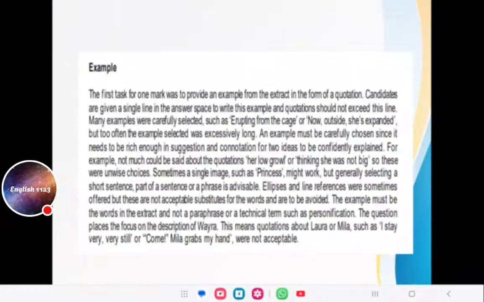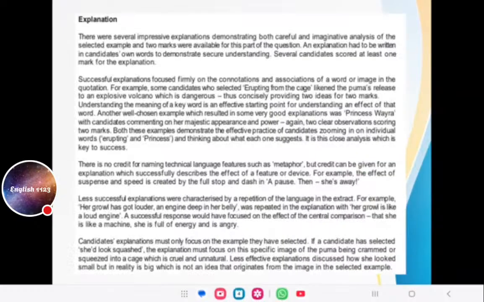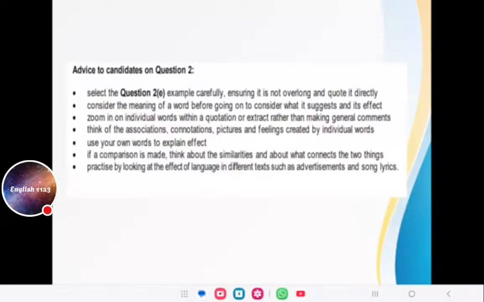We have discussed these things. I think there is no need to discuss this again, because the video already, I think, is exceeding the time limit. If the first task for 1 mark was to provide an example. Now the thing is, all these points you can pause the video here, read them again. All these points are about the explanation. Read them if you want to, but these are the points that we have already discussed.